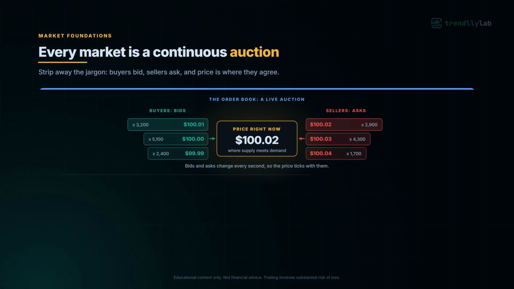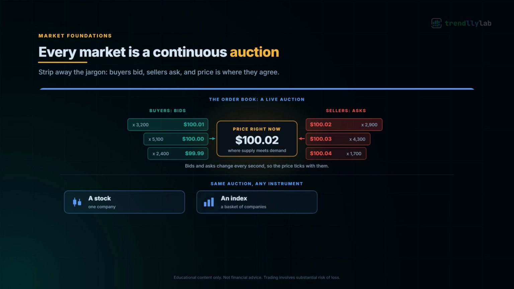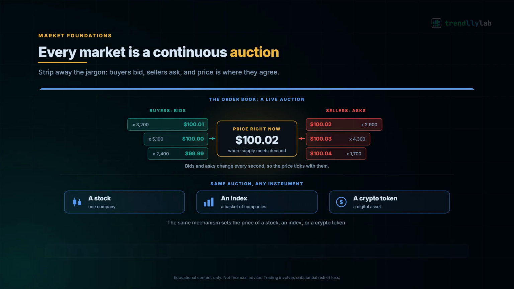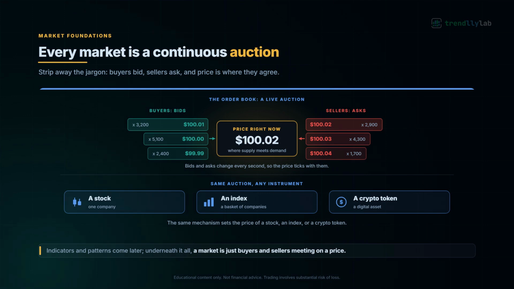Now here is the part that saves you years. This is the same auction on any instrument. A stock is one company. An index is a basket of companies. A crypto token is a digital asset. The same mechanism sets the price of all three. Indicators and patterns come later. Underneath all of it, a market is just buyers and sellers agreeing on a number, which raises the obvious question. What is that number actually telling you?